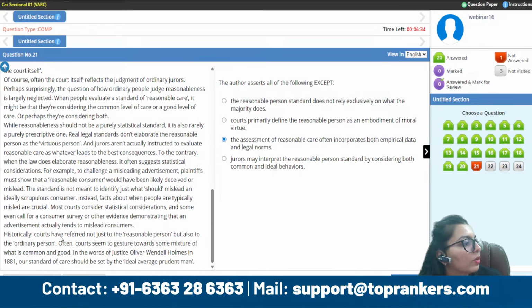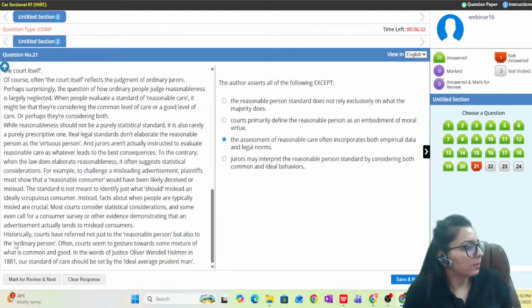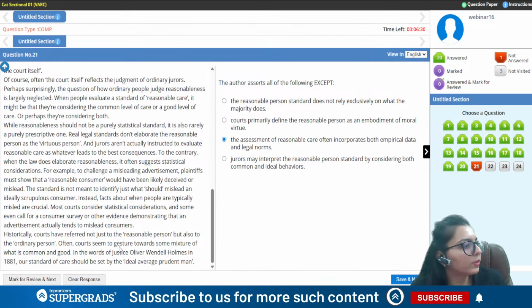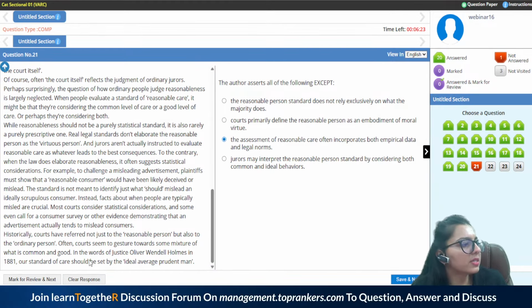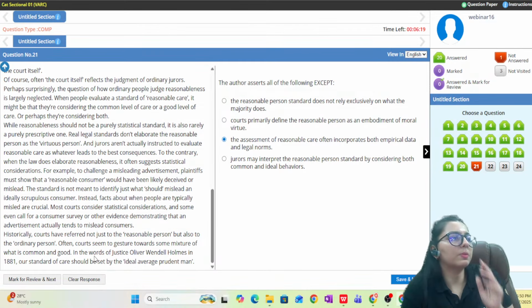Historically, courts have referred not just to the reasonable person but also to the ordinary person. Often, the court seems to gesture towards some mix of what is common and good. So ultimately, they say our standards should be set by an ideal average prudent man. Okay. So basically, do a decent job, live well.